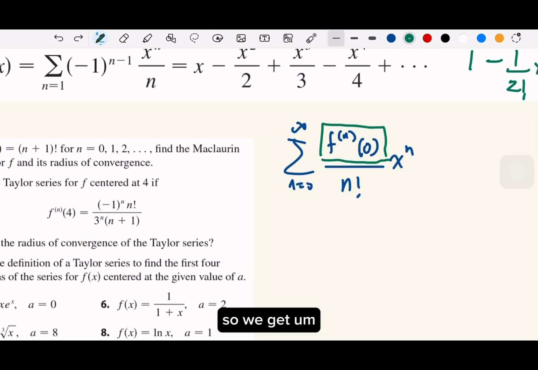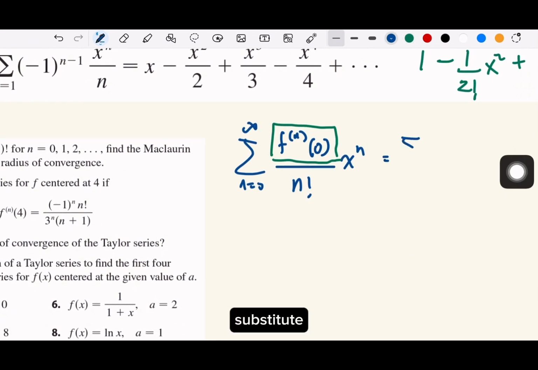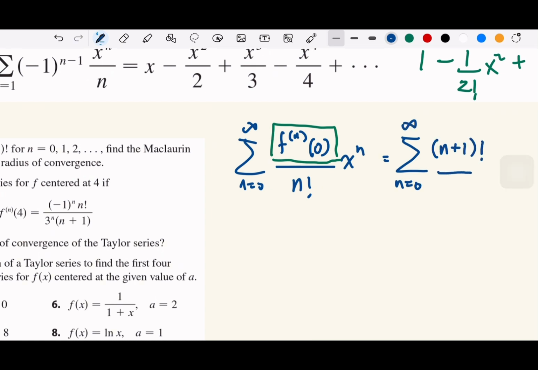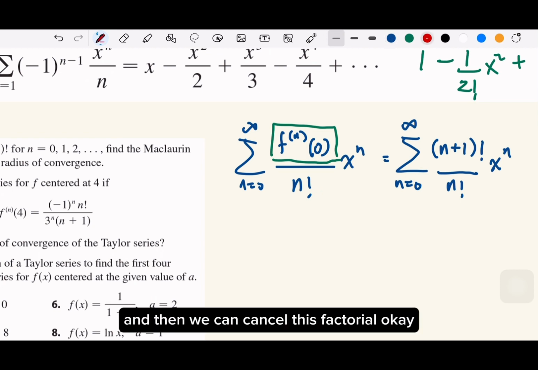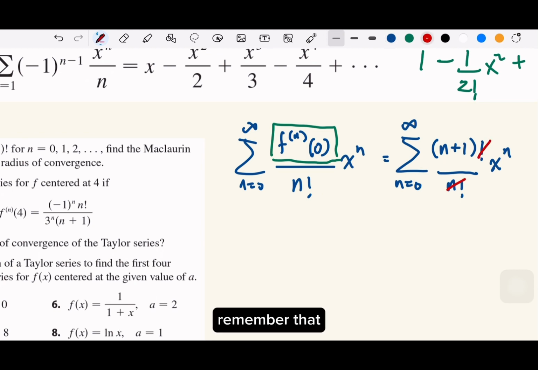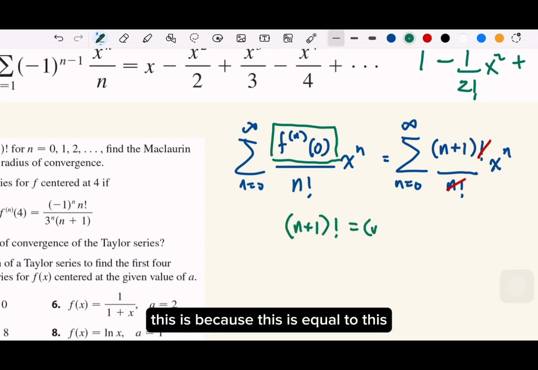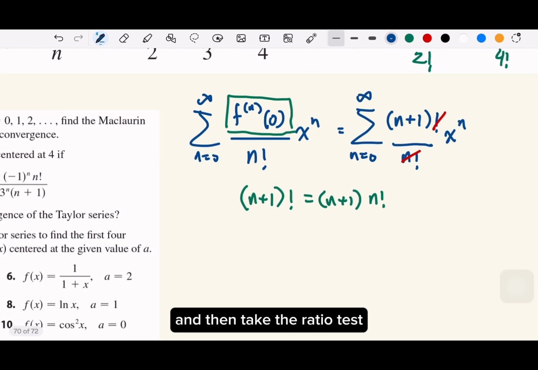So we could substitute, and then we can cancel this factorial. Remember that. Let me write here. If you don't understand, this is because this is equal to this. So we have n plus 1 as a leftover. And then take the ratio test and check the ratio.